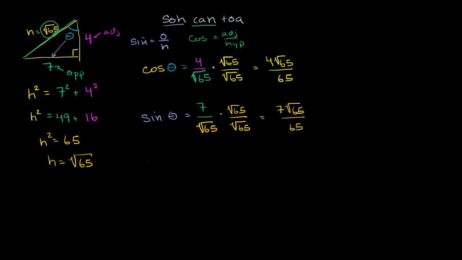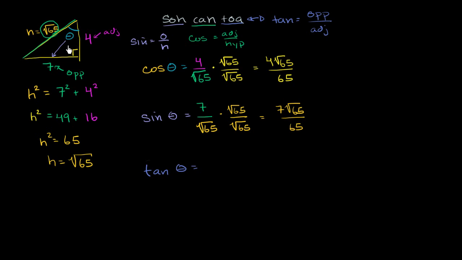Now let's do tangent. So if I asked you the tangent of theta, once again, go back to SOHCAHTOA. The TOA part tells us what to do with tangent. It tells us that tangent is equal to opposite over adjacent. So for this angle, what is opposite?